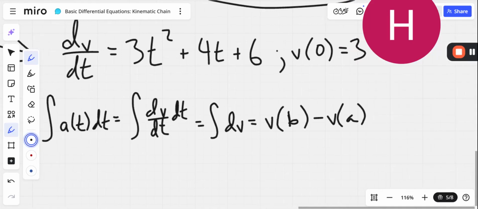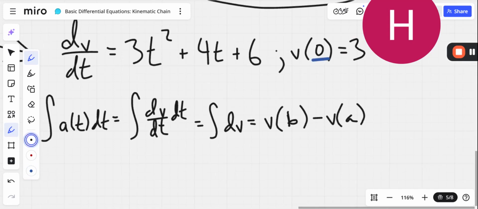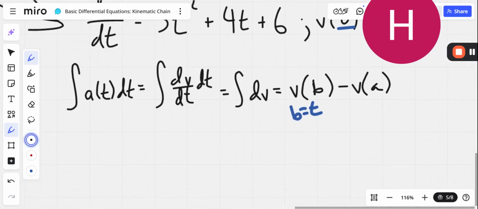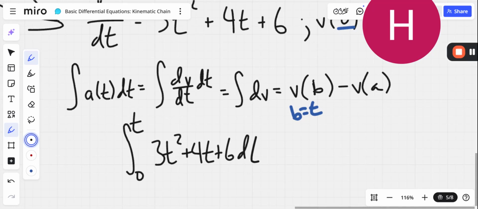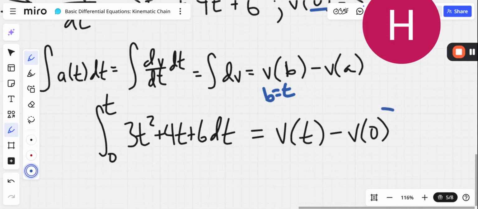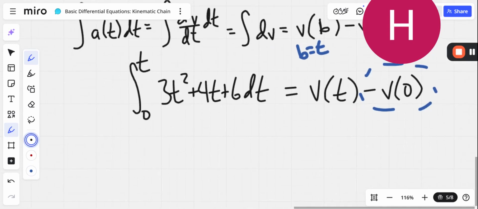Well, we're given the initial value here of 0, and we need to find the expression for v of t. So our second value is going to be t. So let's set this up as an integral. This is the integral from 0 to t of 3t squared plus 4t plus 6 dt. And then we're going to say that's equal to v of t minus v of 0, which we know. So we'll be able to use this to our advantage. But for now, let's worry about the antiderivative portion on the left side of the equation.